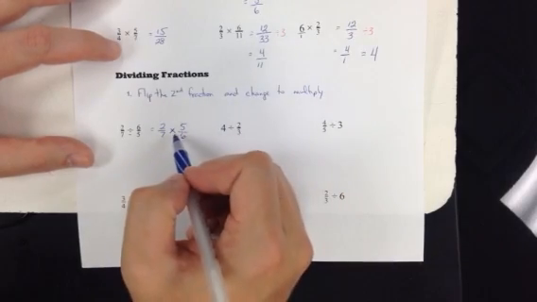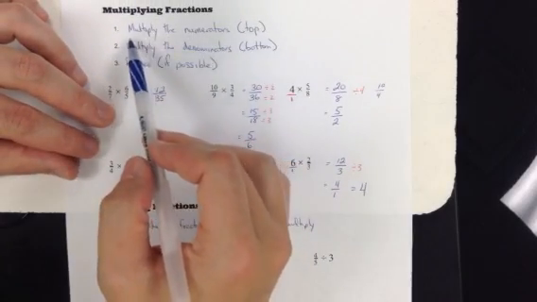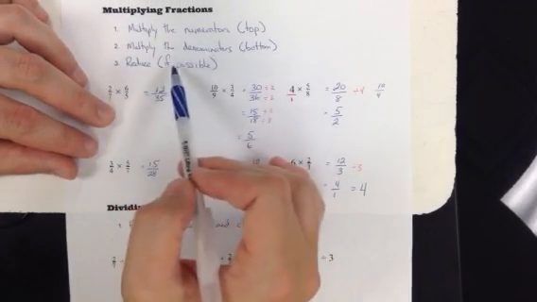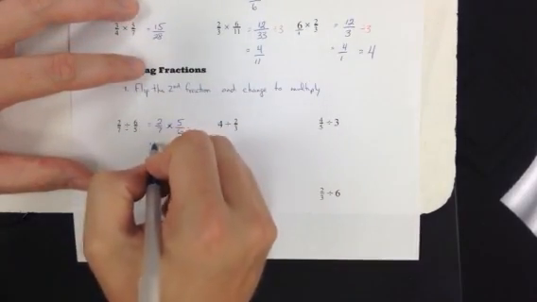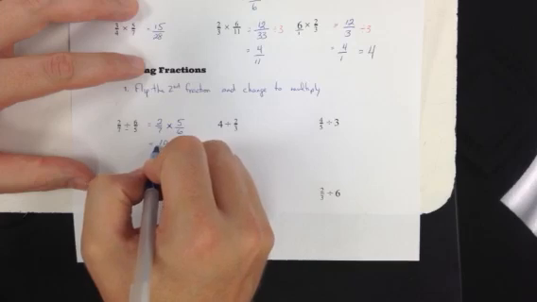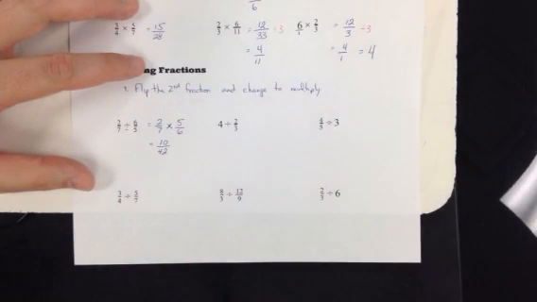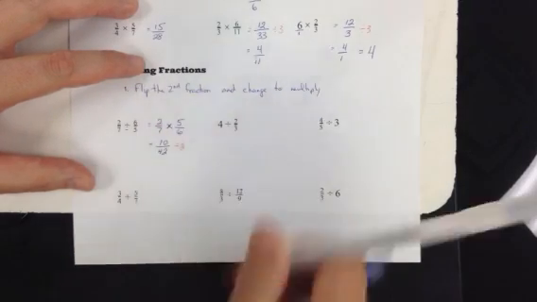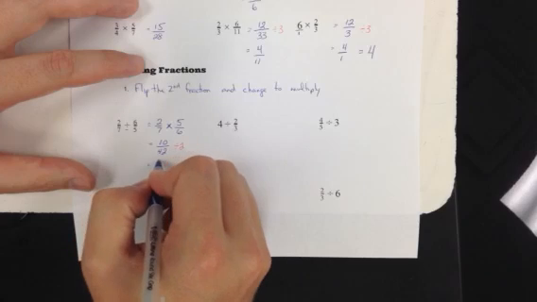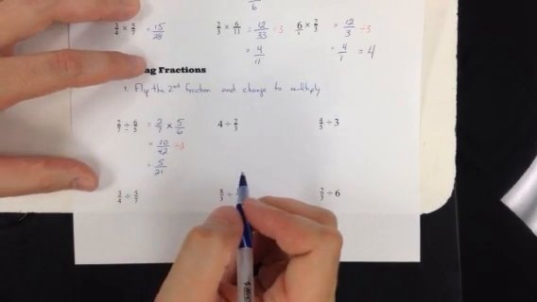Once we do this, now we have a multiplying question, so we can go back up to our 3 steps here. If we're multiplying, we can multiply the tops, multiply the bottoms, and reduce if possible. So if I multiply this, I get 10 over 42. And then I recognize that they're both even numbers, so I can divide out a 2, leaving me 5 over 21.